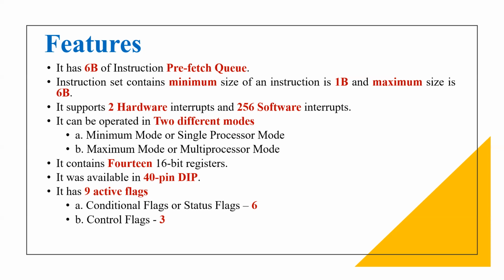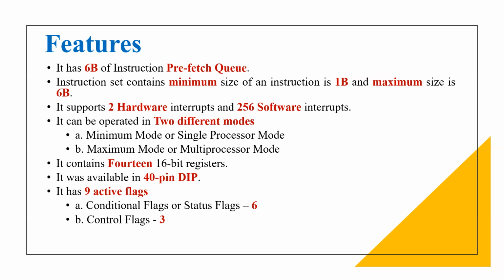The next one is that our 8086 can operate in two different modes. One mode of operation is called minimum mode. It is also called single processor mode. And another mode of operation of the processor is maximum mode, also called multiprocessor mode. This type of operation was never seen previous to 8086. So minimum mode is also called single processor mode.